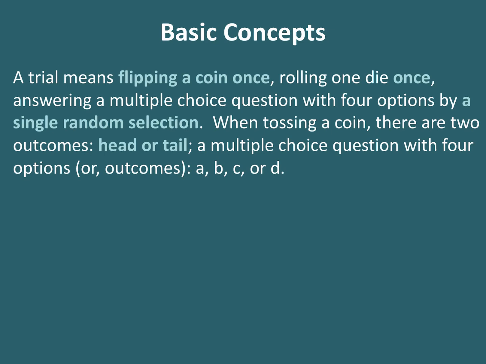A trial means flipping a coin once, or rolling one die once. Answering a multiple choice question with 4 options by a single random selection. When tossing a coin, there are 2 outcomes, head or tail. A multiple choice question with 4 options or outcomes, A, B, C, or D.